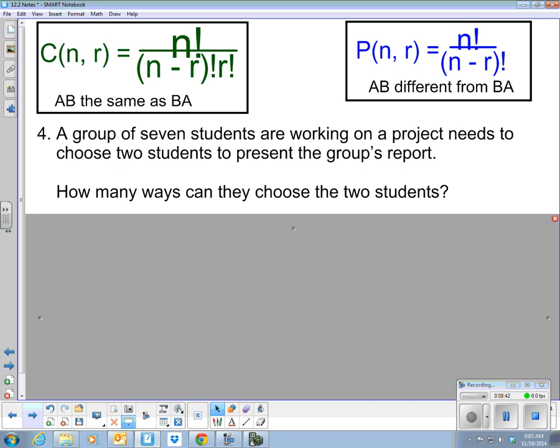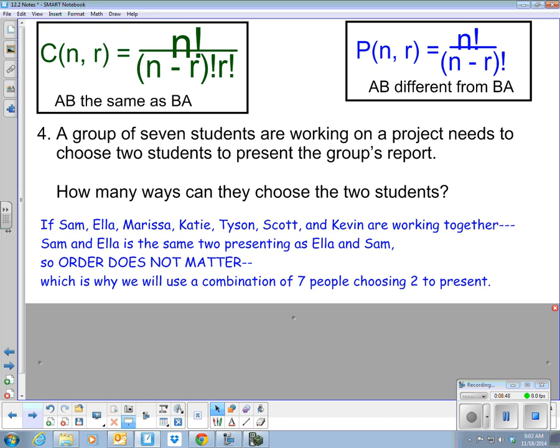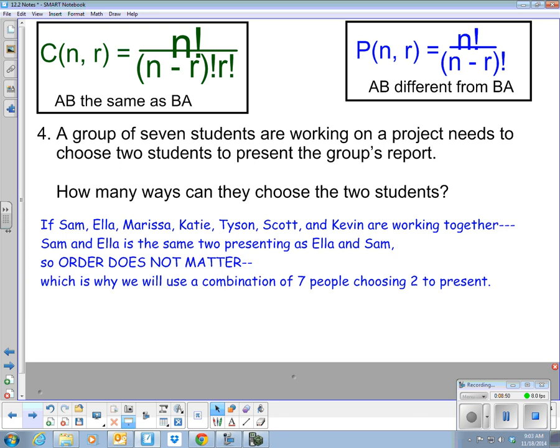So number 4, a group of 7 students who are working on a project needs to choose 2 students to present the group's project. How many ways can they choose the 2 students? So order does not matter. That's why I use combination. So it's going to be 7 choose 2. So mathematically, kind of the mathematical representation will look like this.